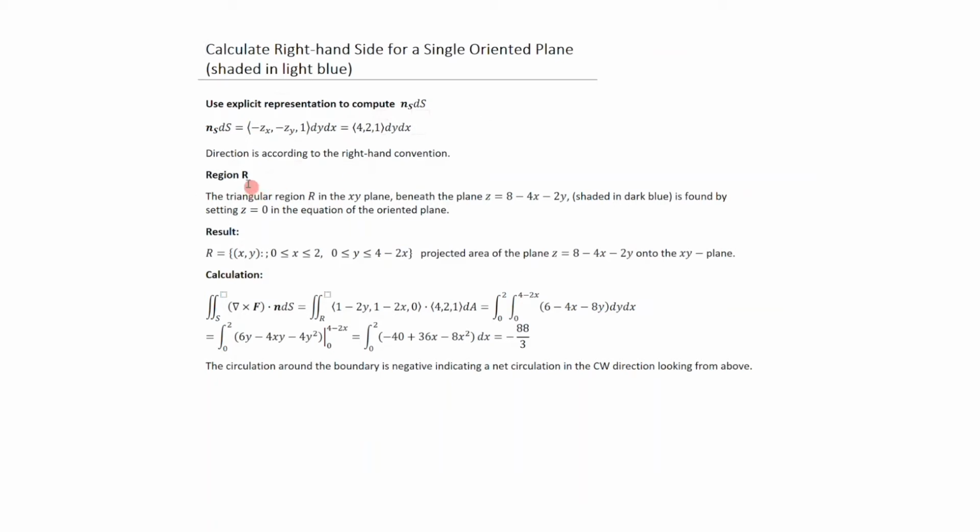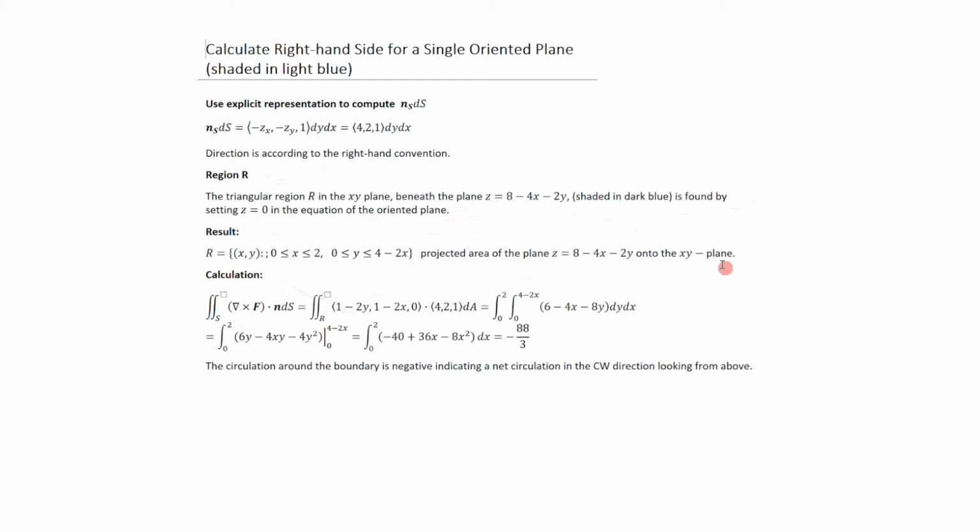The region R, which is the surface over which you're going to integrate, is the triangular region R in the xy plane, which was the darkish grayish blue color. It is found by setting z equals 0 in the equation of the oriented plane. If we set this equal to 0, that gives you an equation of y as a function of x, and that can be used to determine the region. This is what we've done here. One bound is y equals 0, the other bound is 4 minus 2x, and x ranges between 0 and 2. This is the projected area of the plane z equals 8 minus 4x minus 2y onto the xy plane.